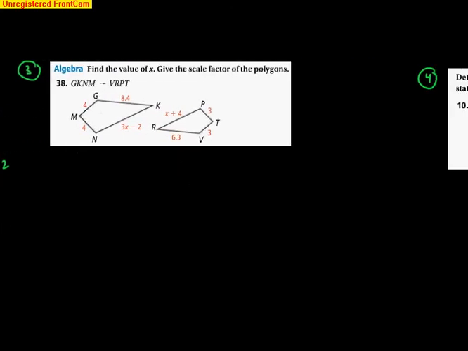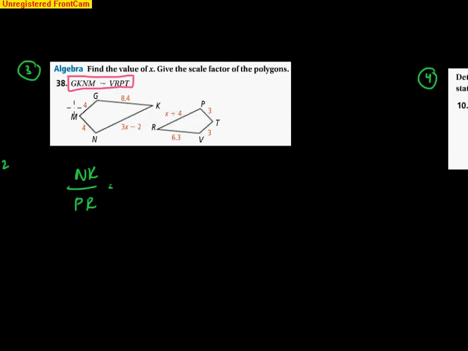Next, 3. Find the value of x and give the scale factor for the polygons. It's very important, this right here. That's the similarity statement. Now, my pictures are not oriented correctly, but because I have the similarity statement, I can use the lettering. So my x is in NK. If I want to set up a proportion to find x, I'm going to start with NK. NK is the third and second letter, so use the third and second letter in the second one, PR. Notice PR also has x, so both of these have x.